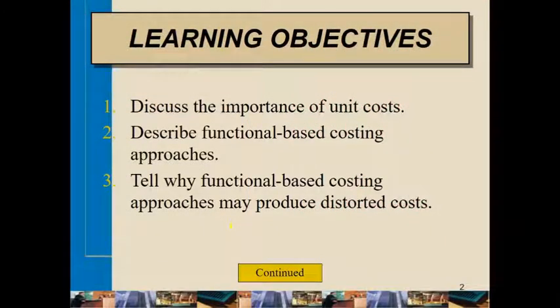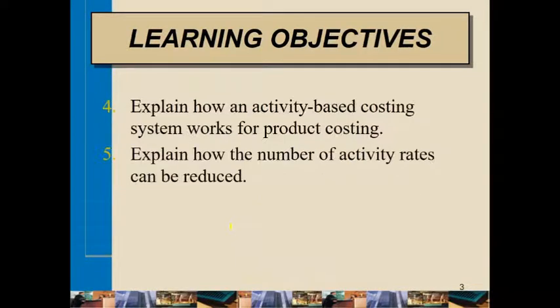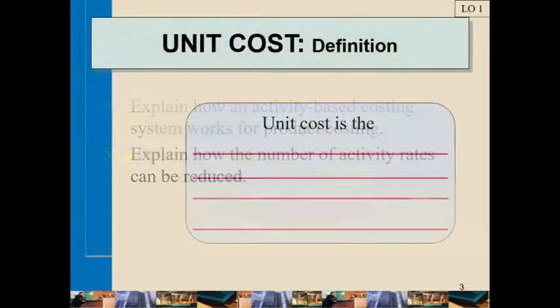So we have 5 objectives for today or in this video discussion. First is to discuss the importance of unit cost. Next is to describe the functional-based costing approaches. Tell why functional-based costing approaches may produce distorted cost. Fourth objective is to explain how an activity-based costing system works for product costing. And lastly is to explain how the number of activity rates can be reduced.